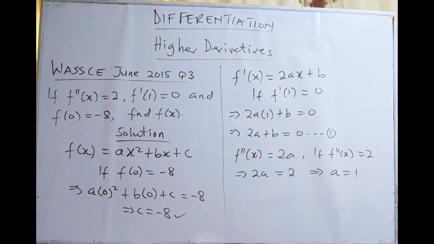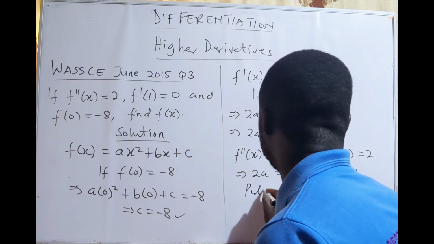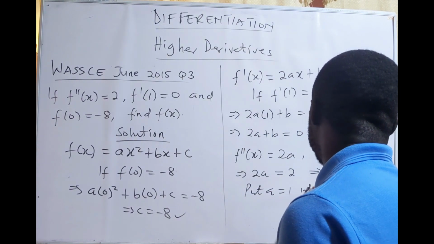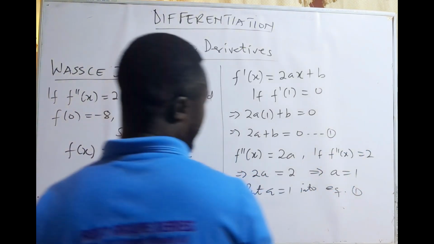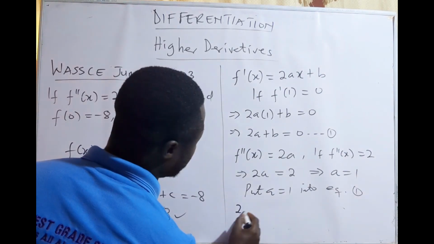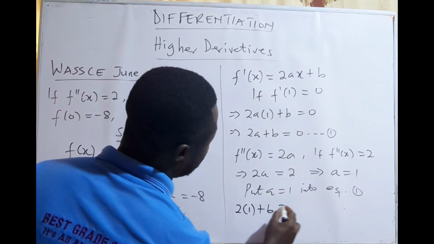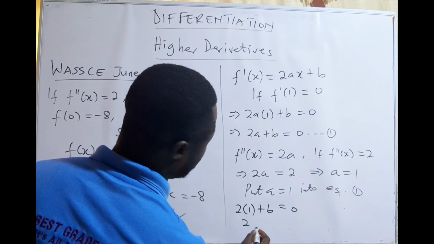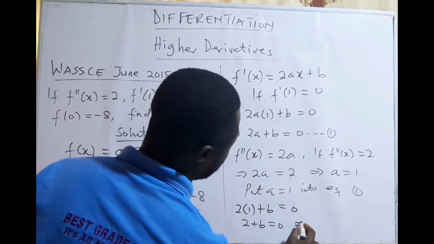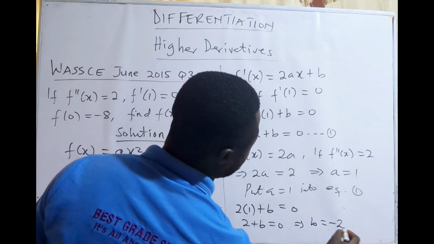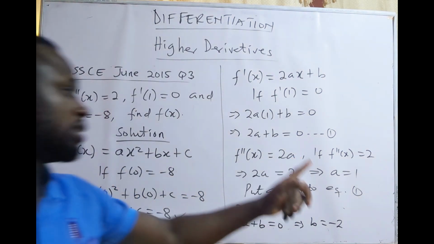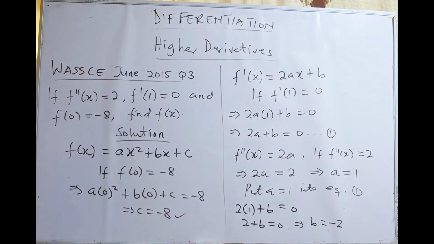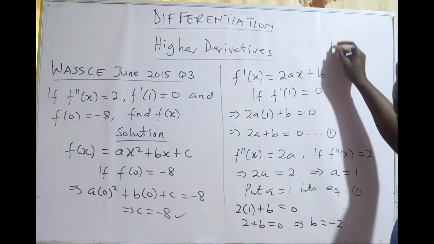All right, so what is left is to find the b, because I know the c. So I will put a, which is 1, into equation 1. So 2 times 1 plus b equals 0, and 2 plus b equals 0. So it implies that b is equal to negative 2. So my a is 1, b is negative 2, and my c is negative 8.